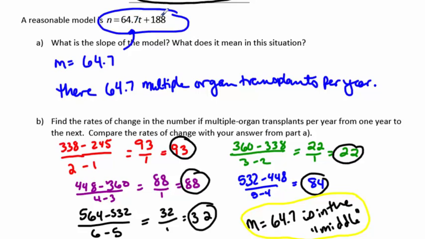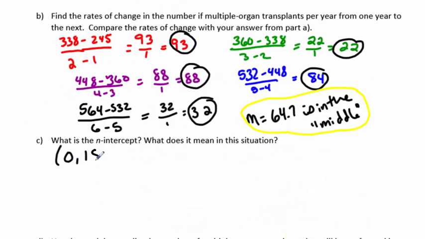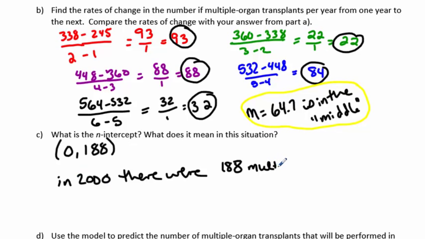The n-intercept of the model is 188. So (0, 188) is my ordered pair. It means that initially in the 0th year, which is the year 2000, there were 188 multiple organ transplants.